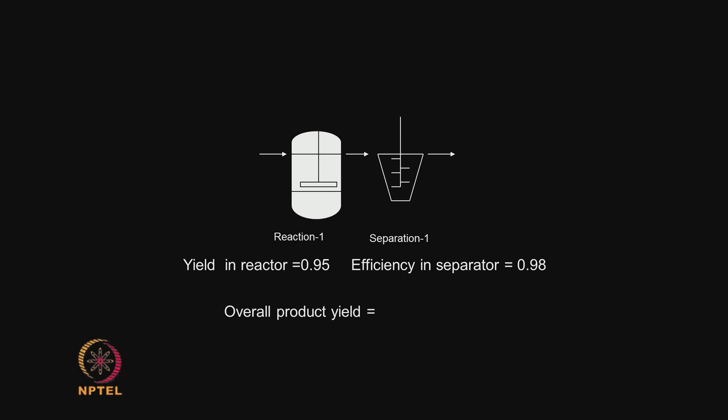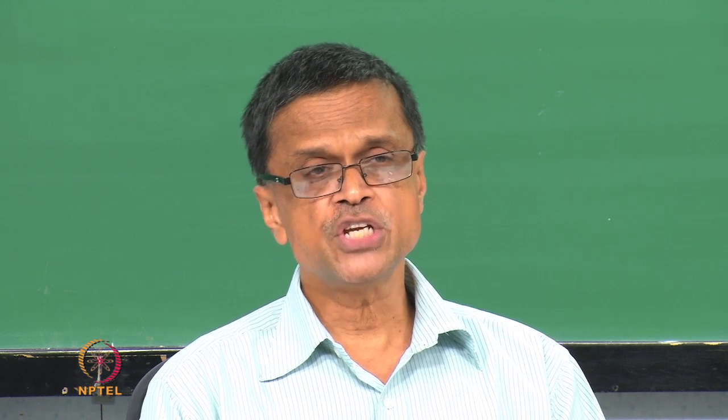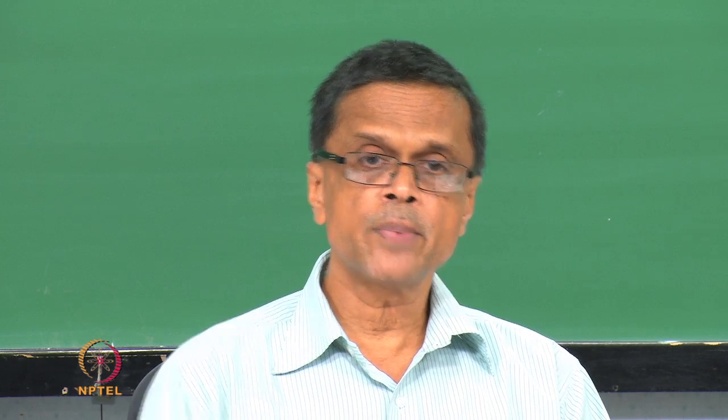Okay. Let us look at a very interesting problem here. Suppose there is a bioreactor or a fermenter where the yield in the reactor is 95%, that is 0.95. You take the fermentation broth and you have one separator, and the efficiency of the separator is 98%, that is 0.98. So, what will be the overall product yield, do you think?